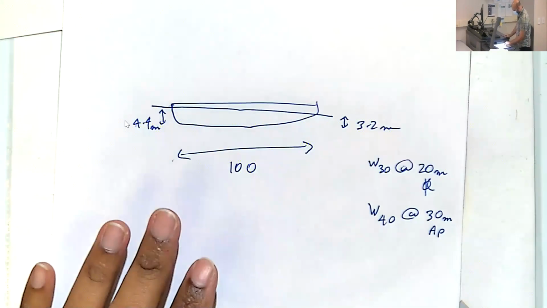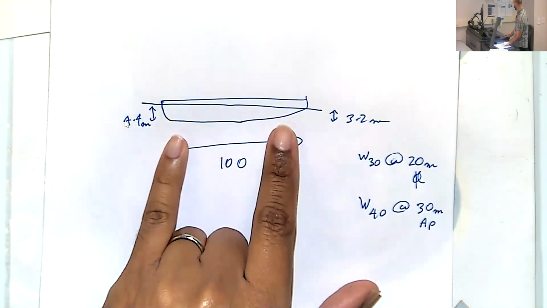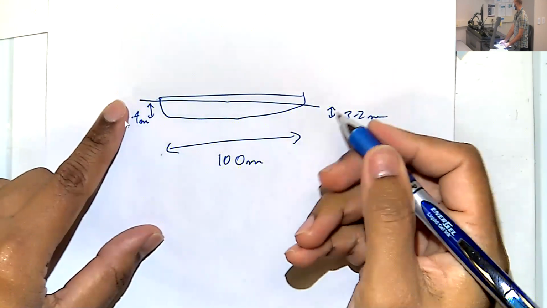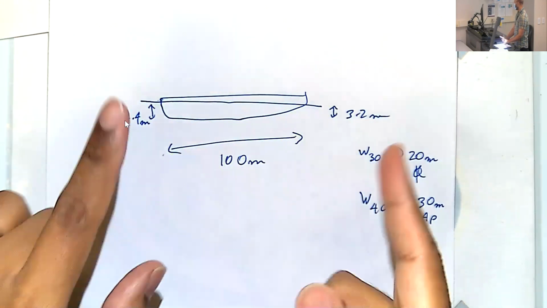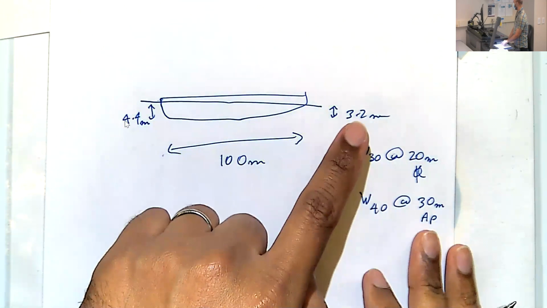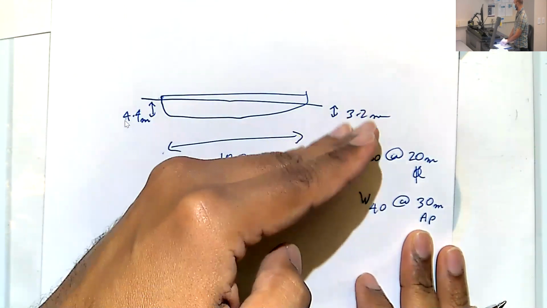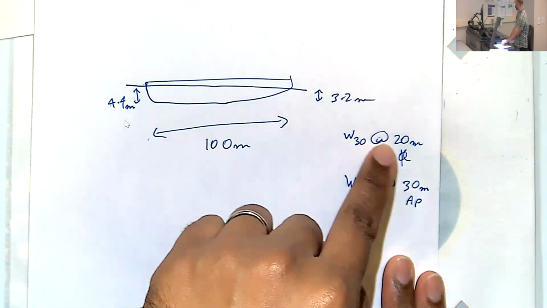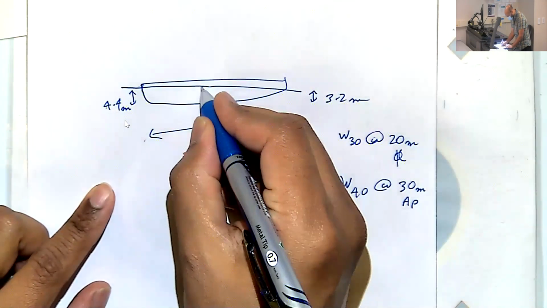All right, so that's the problem. Our ship is 100 meters long. The drafts at fore and aft are given. Again, always be careful. The draft value tells you what the water level is. And you add a weight. LCF is given, it's some location.